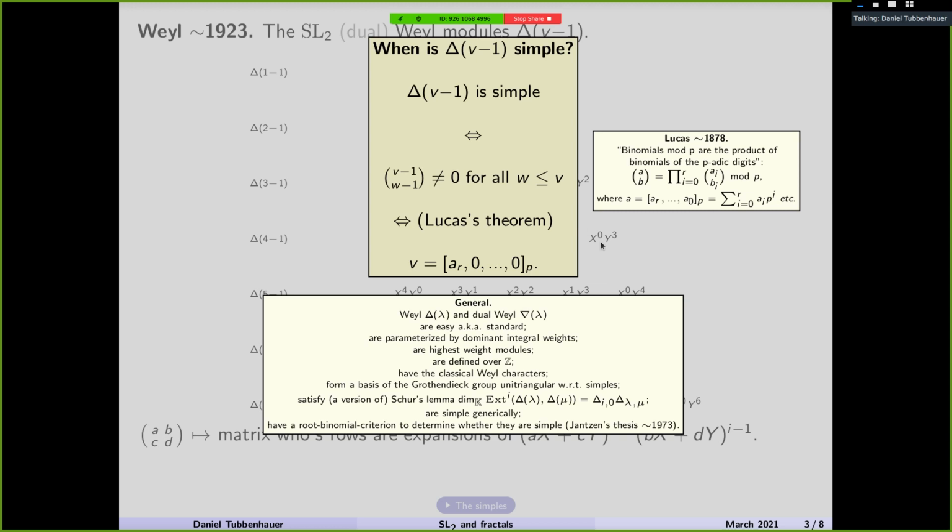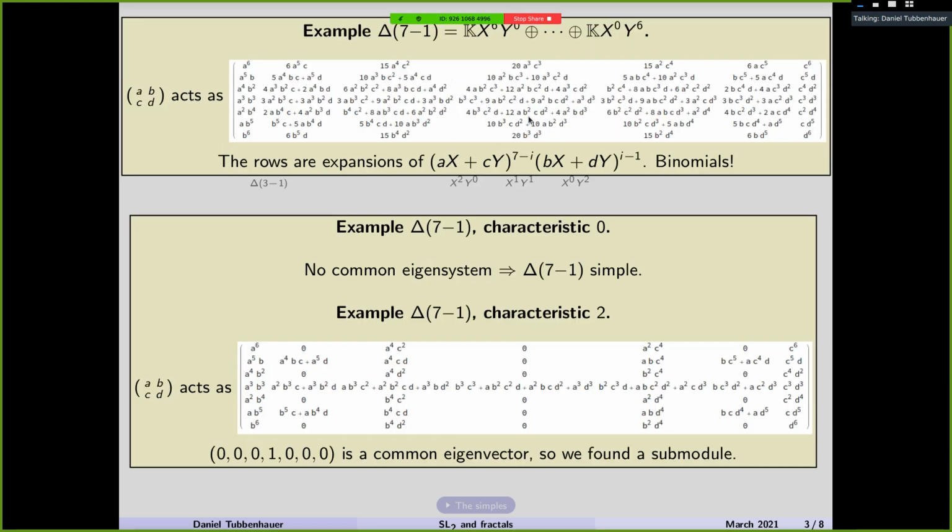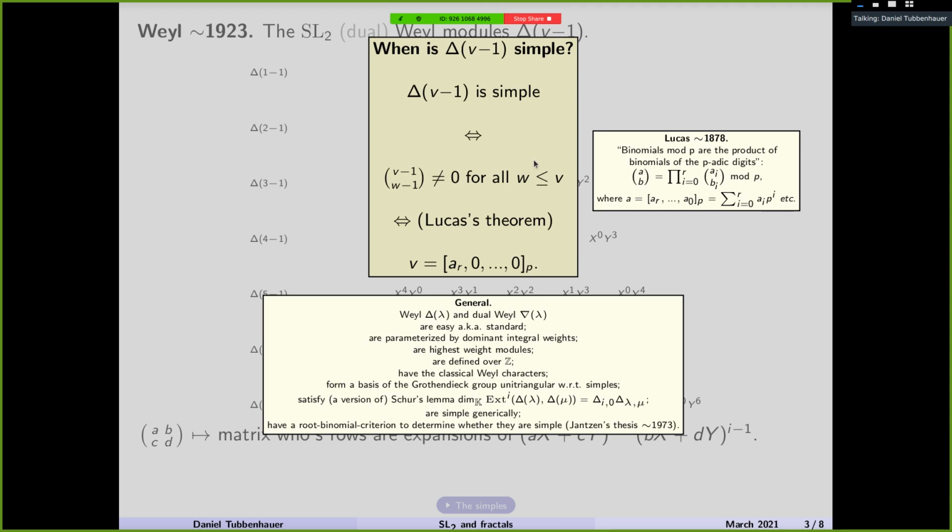So when is this module simple? It's simple if and only if the binomials don't vanish, the corresponding binomials for all smaller values. And don't look too much at the Lucas theorem, which I have here, which I will repeat in a second: this basically never happens in characteristic p, and always happens in characteristic 0. So let me explain. So you're only worried about vanishing of binomials, basically because of the explicit form of those modules. So how can you check whether binomials vanish or not? Well, there's a famous theorem. It's called the Lucas theorem, and it's really beautiful.